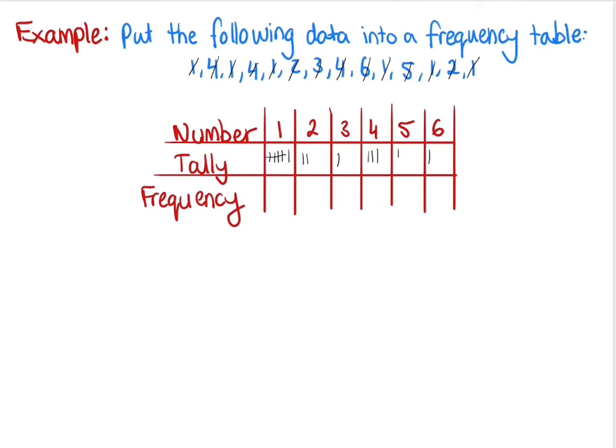Okay, so now that I've tallied it all up, I'm going to write below how many times each number showed up. The number 1 showed up 6 times, number 2 showed up twice, number 3 showed up once, number 4 showed up 3 times, the number 5 showed up once, and the number 6 showed up once. So that's pretty much what we're going to do.